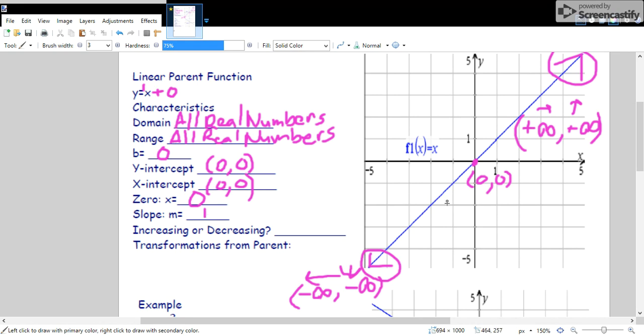Is this line increasing or decreasing? It would be increasing here. We have a positive slope. Positive slopes are always increasing. And then it asks for transformations from the parent. Well, this is the parent function, so there are no transformations.